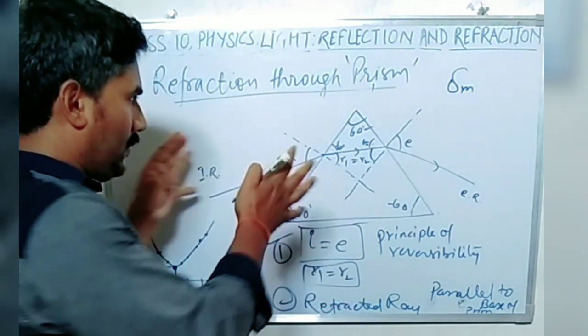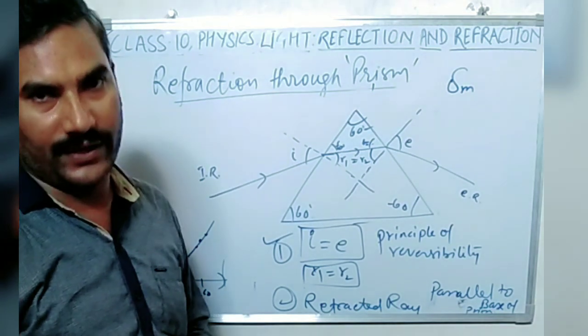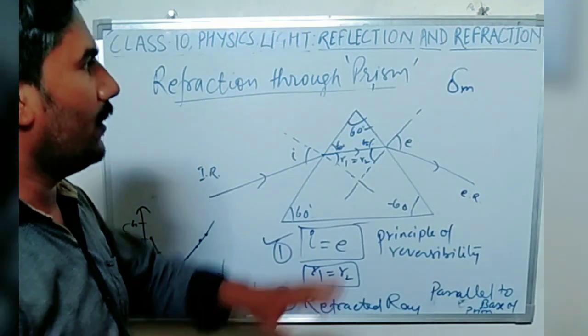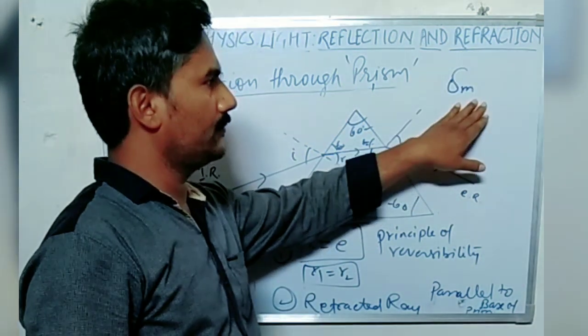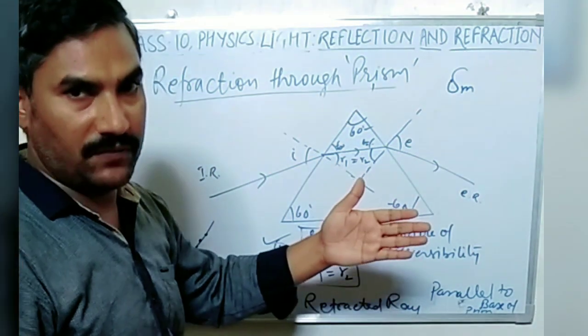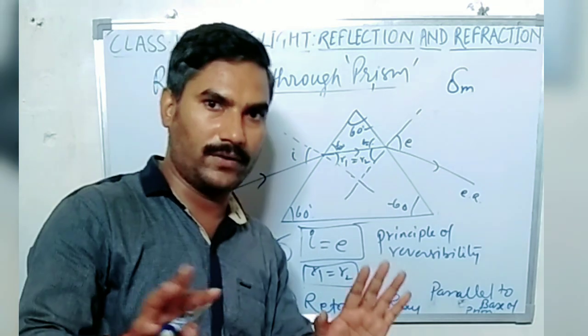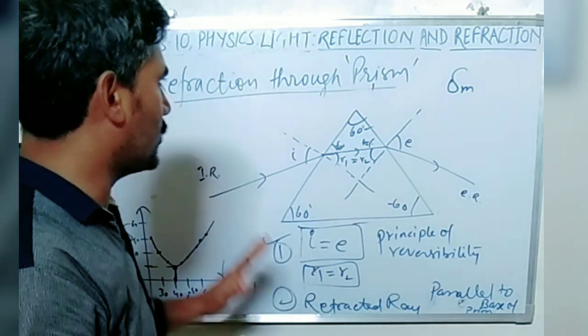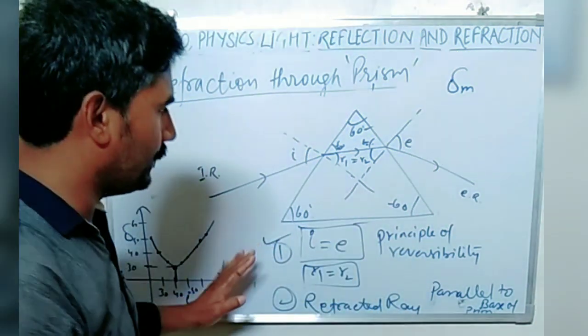By this concept, we have discussed the refraction through a prism, the condition for minimum angle of deviation, and the factors responsible for the angle of deviation. So we have covered the most conceptual and most important topic of this chapter.